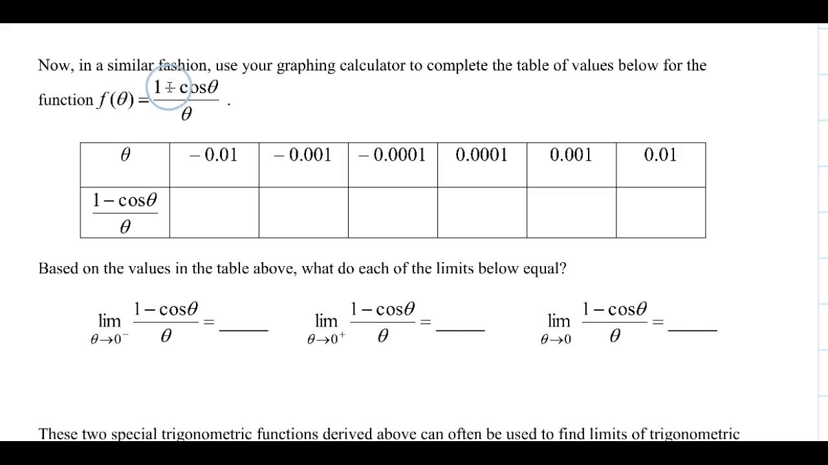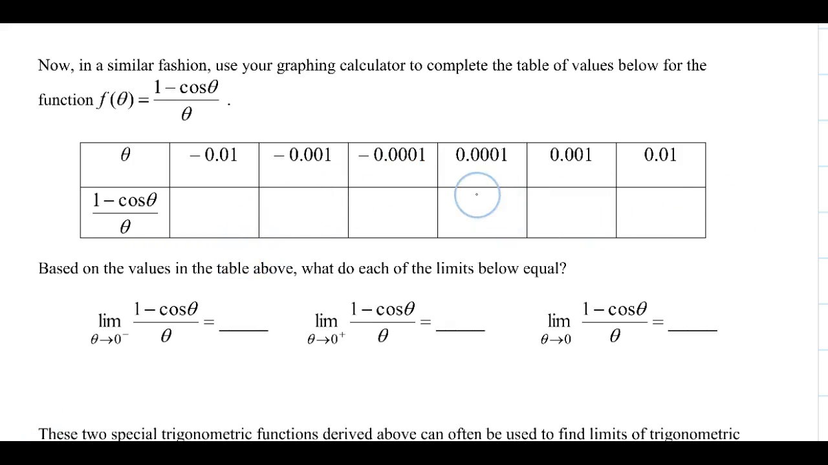Now here we have a slightly different function. This one is 1 minus cosine theta over theta. And we want to find, again, as theta approaches 0, because that's what would make this undefined. Take a moment and fill these boxes in with your calculator. Pause, evaluate, fill them in, and then we will read together what they approach.